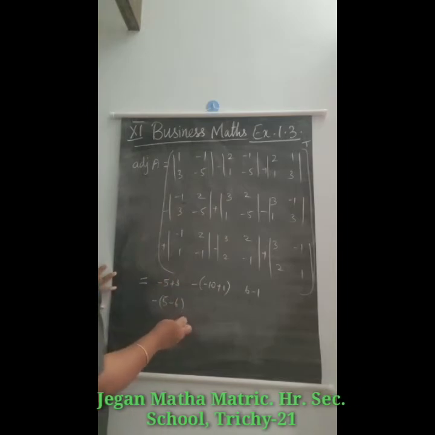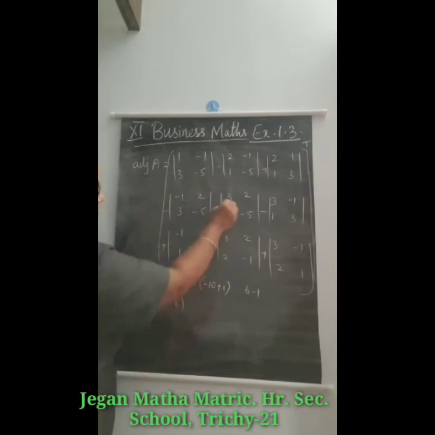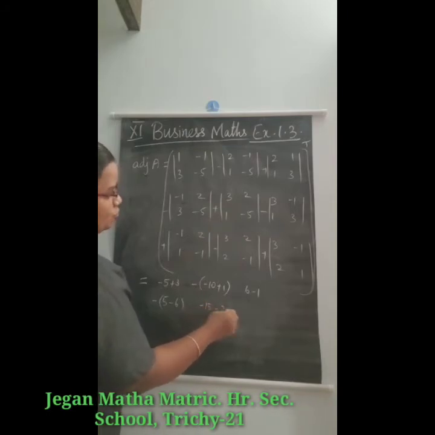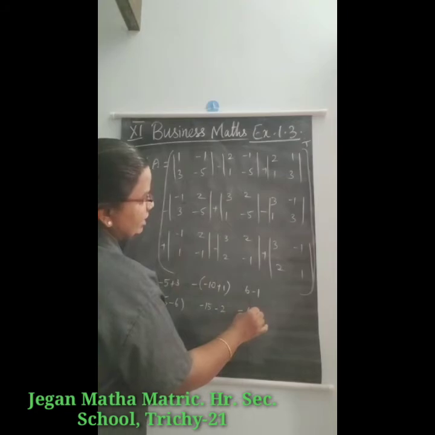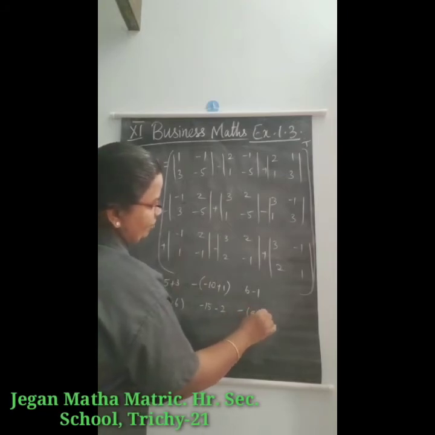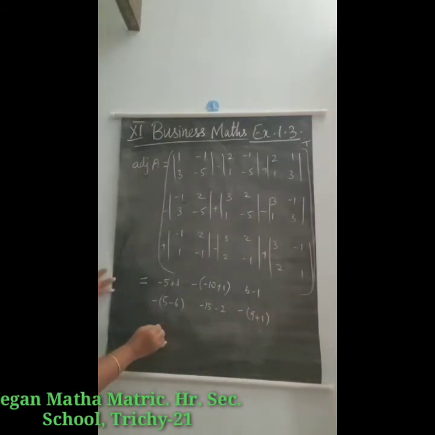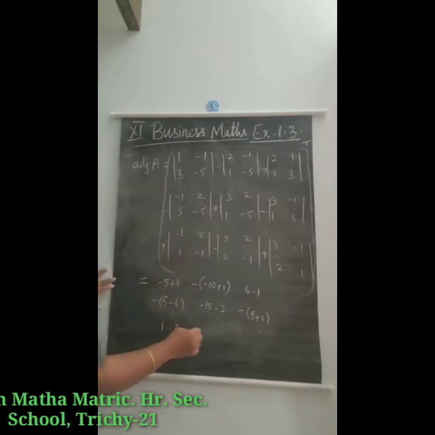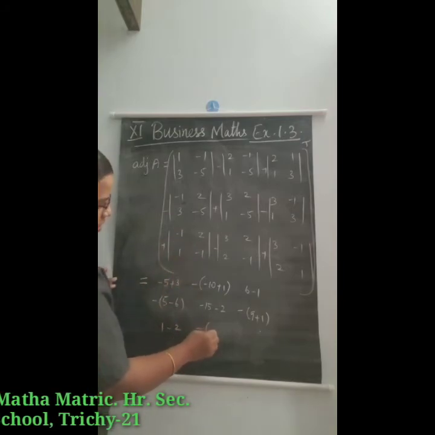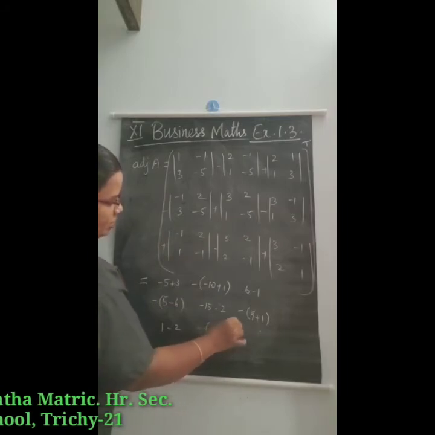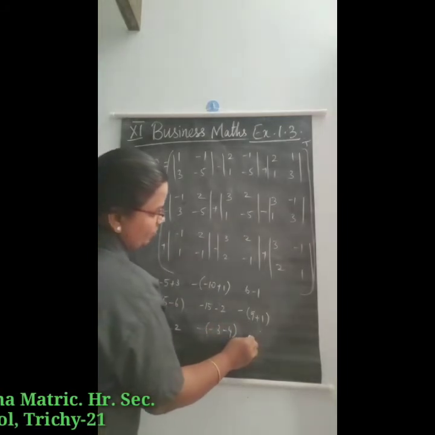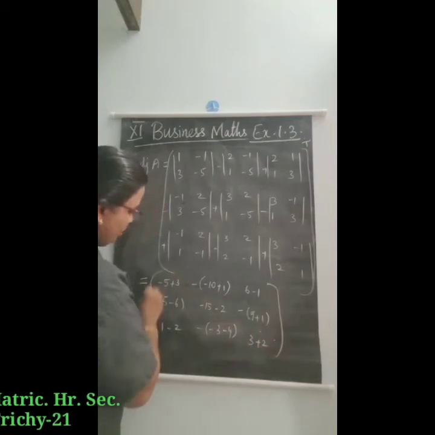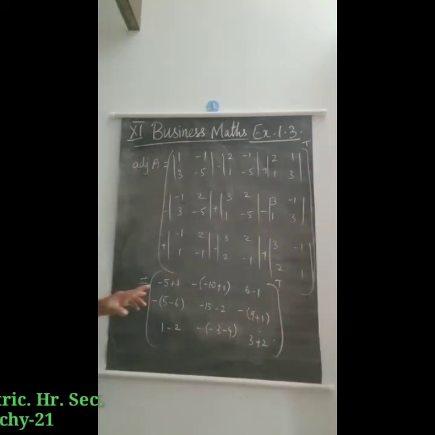And then here 5 3s are 15, minus 15 and minus 2. And already one minus is there. 3 3s are 9, 9 plus 1. And here minus 1 plus 1 minus 2. And here minus, already minus is there. So minus 3 minus 4. And here 3 minus of minus plus 2. The whole transpose. So what is the answer for this one?